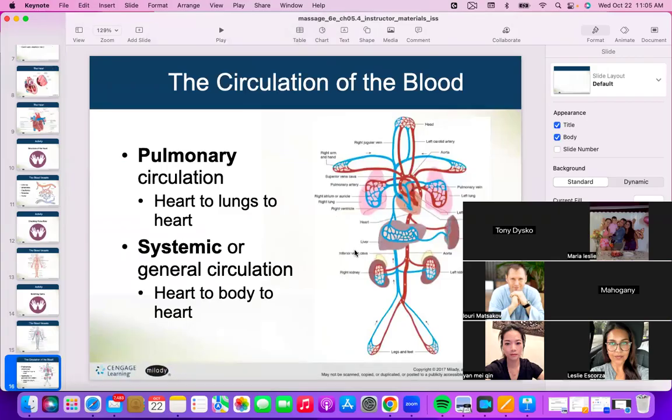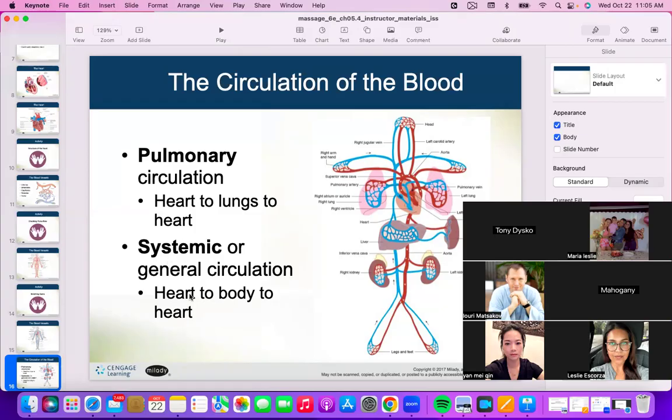Okay, so the two circulations of the blood: we said there's pulmonary circulation, which is heart to the lungs and then to the heart, and then you have the systemic, which is general, heart to body to heart. So in the pulmonary, the heart is going to collect the deoxygenated blood and pump it to the lungs. The lungs will filter the blood, and then the blood will come back to the heart.